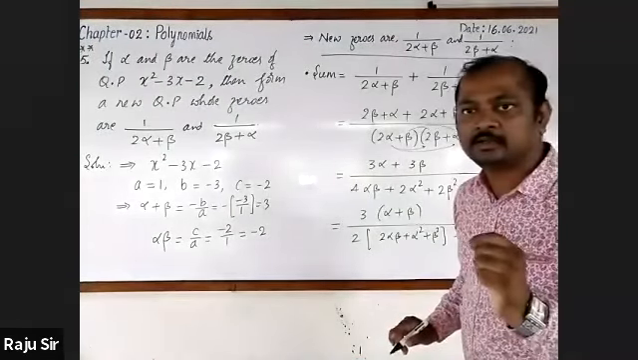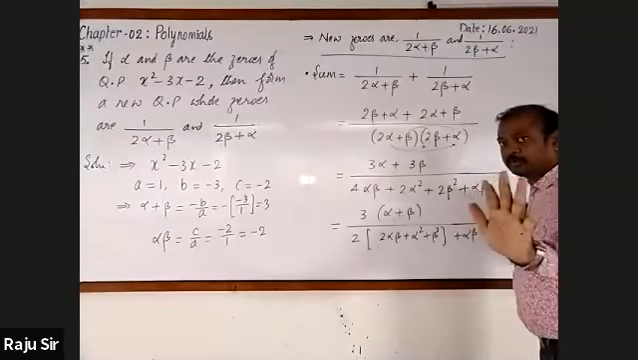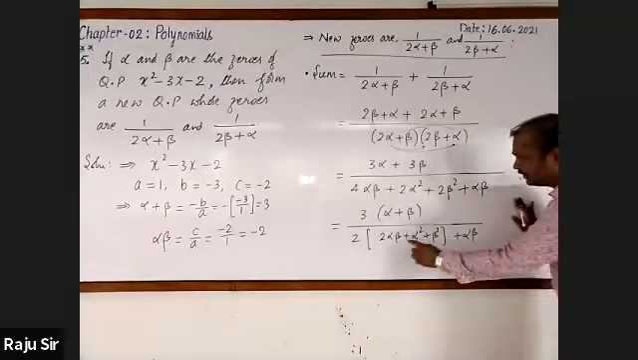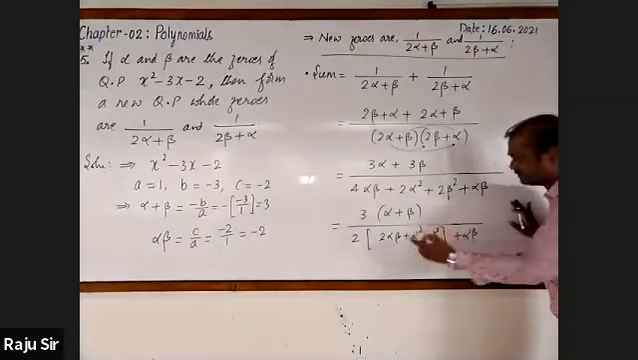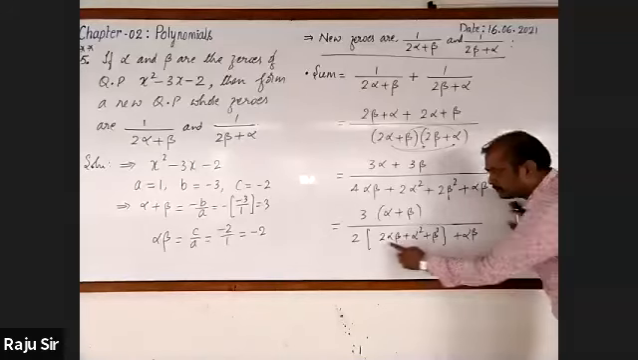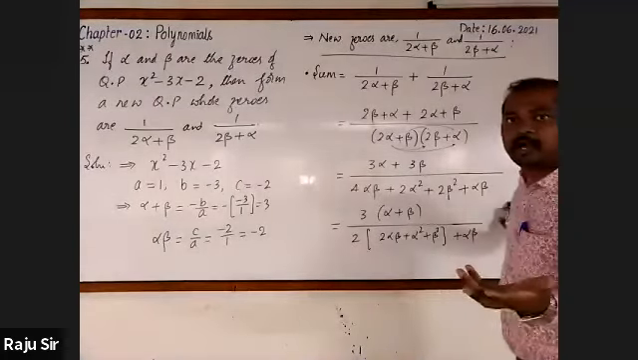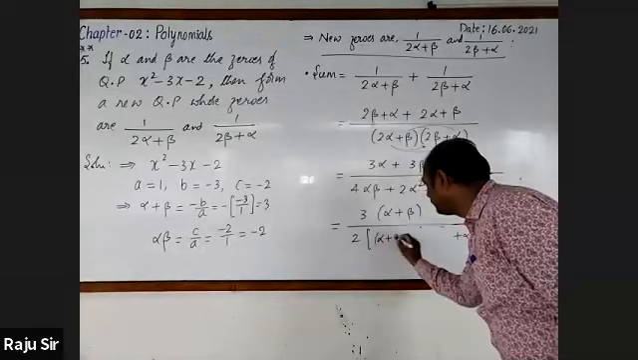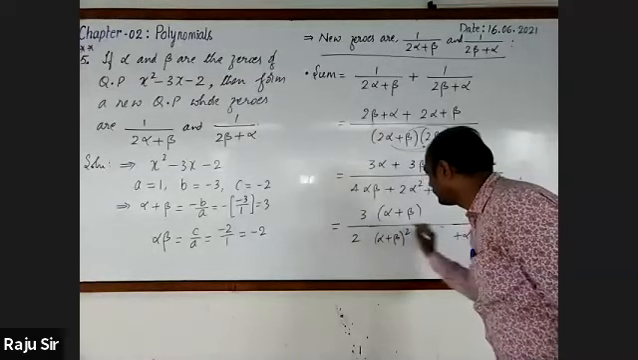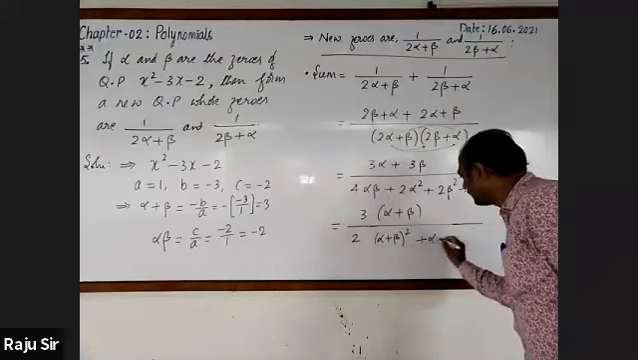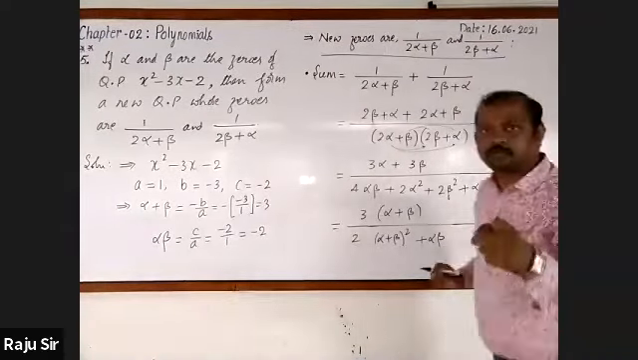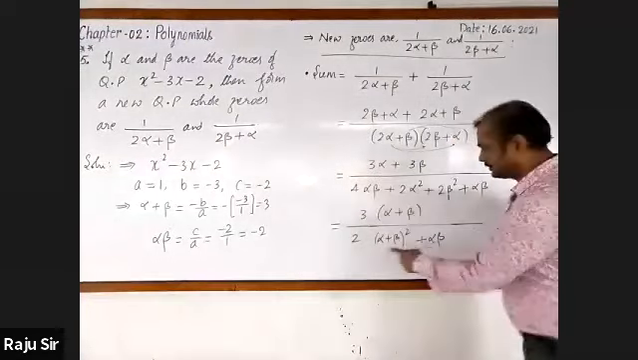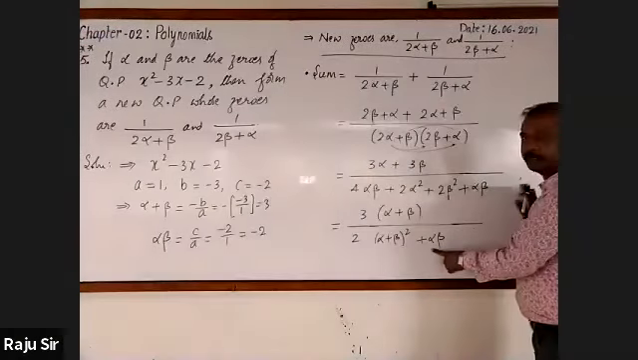Did you understand? Okay. I mean, don't write. Wait. These steps are not necessary. Directly you can write. You know that alpha square plus beta square plus 2 alpha beta can be written as alpha plus beta whole square. So I'm going to reduce one step. This becomes alpha plus beta whole square plus alpha beta. Any doubt? Copy this. 2 times alpha plus beta whole square plus alpha beta.